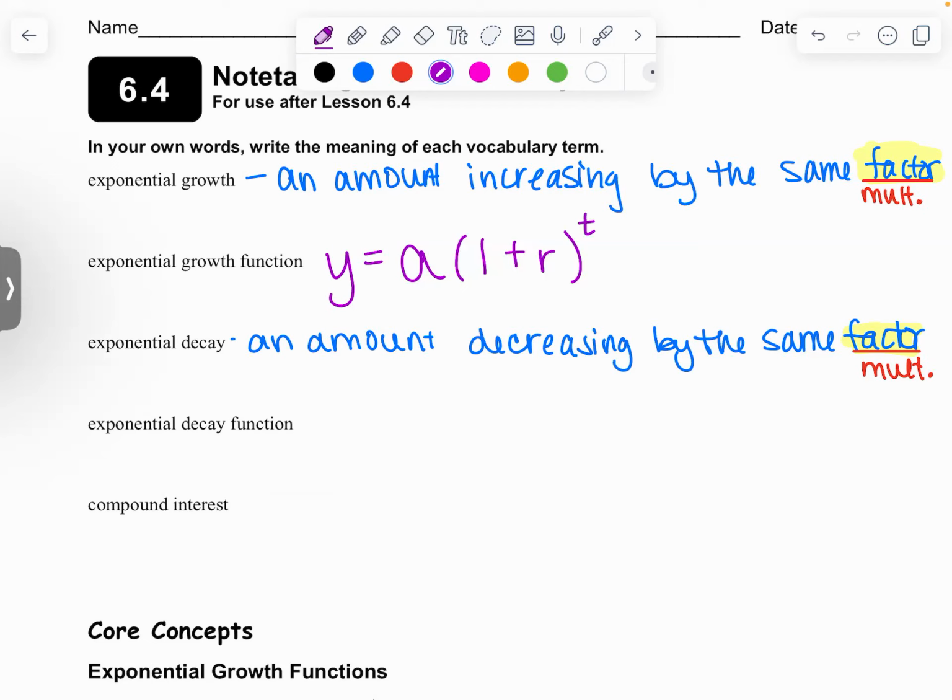What do you think T stands for? Okay, so then exponential decay, how do you think it's going to look different? I'll give you a hint. It's something in here. 1 minus R. We need a number smaller than 1.